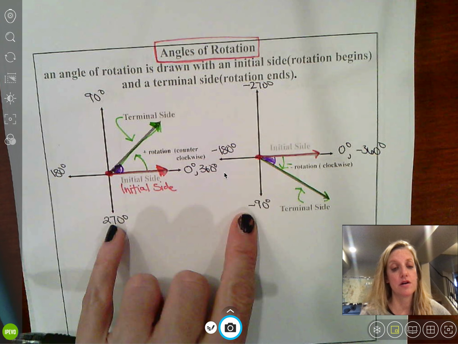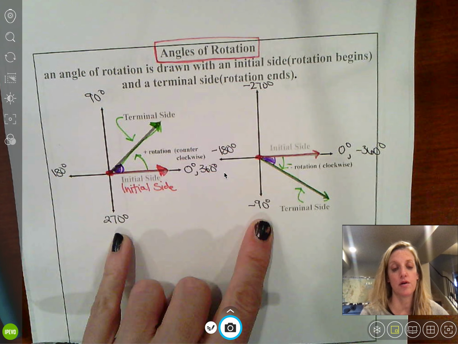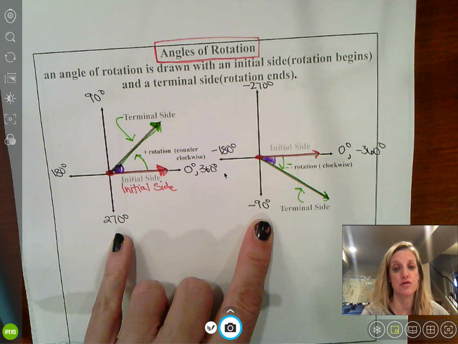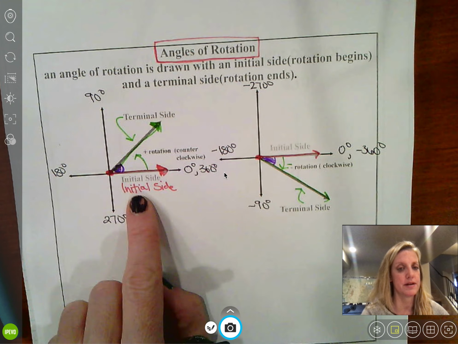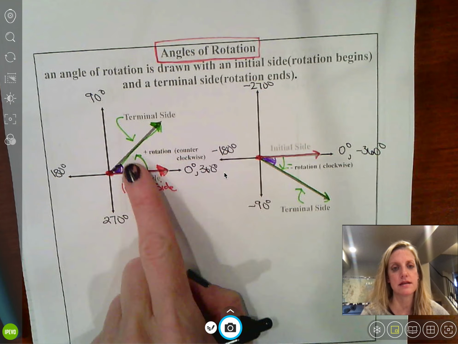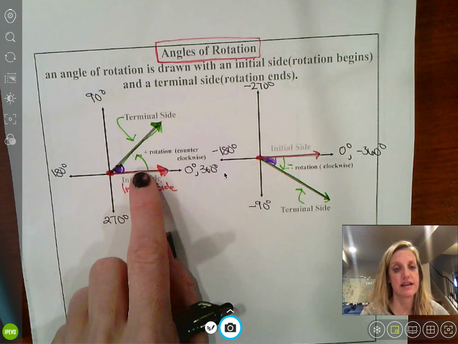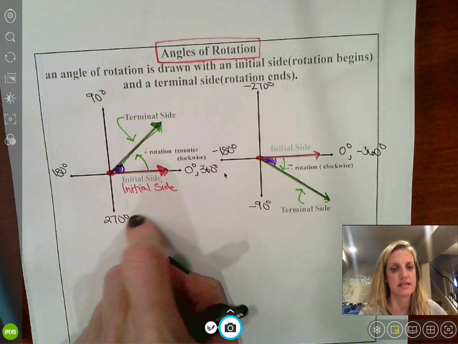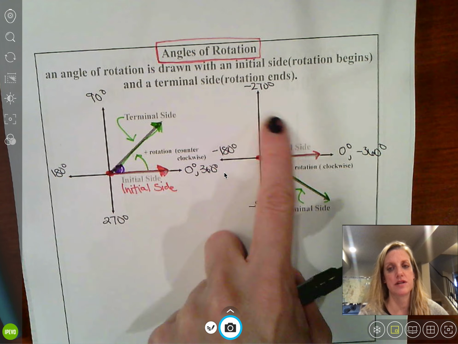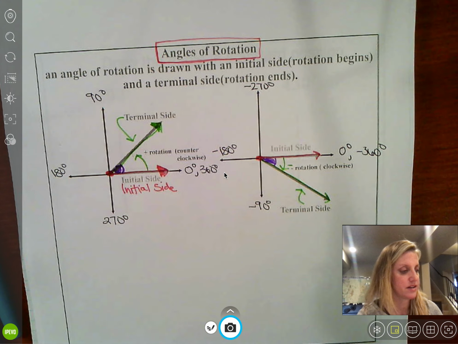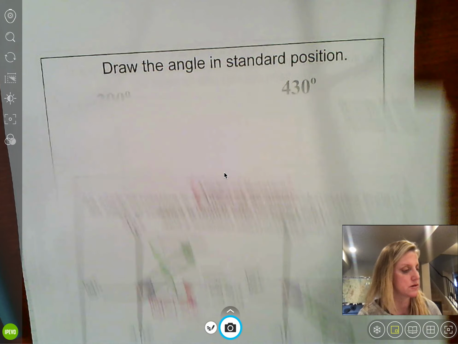All right. These are some good things to have written down in your notes. It will help you as you learn this new vocabulary. You want to make sure you know your initial sides and your terminal sides. Have the idea of a positive rotation like this one on the left and a negative rotation like the one on the right. Pause the video if you need to add more to your notes.